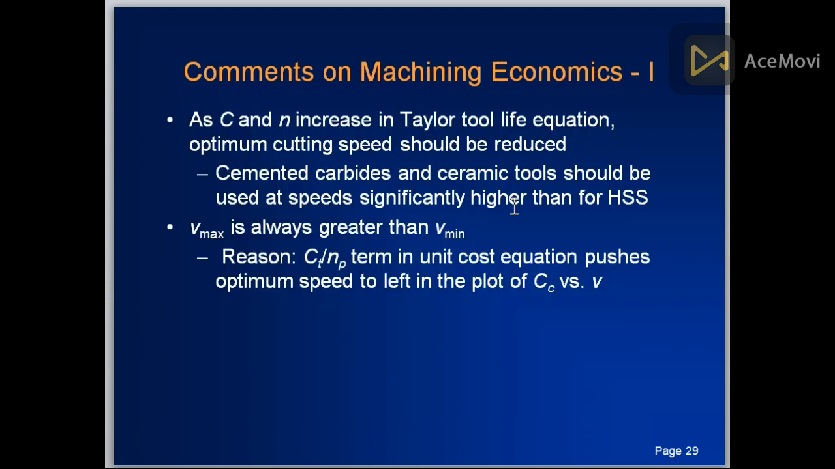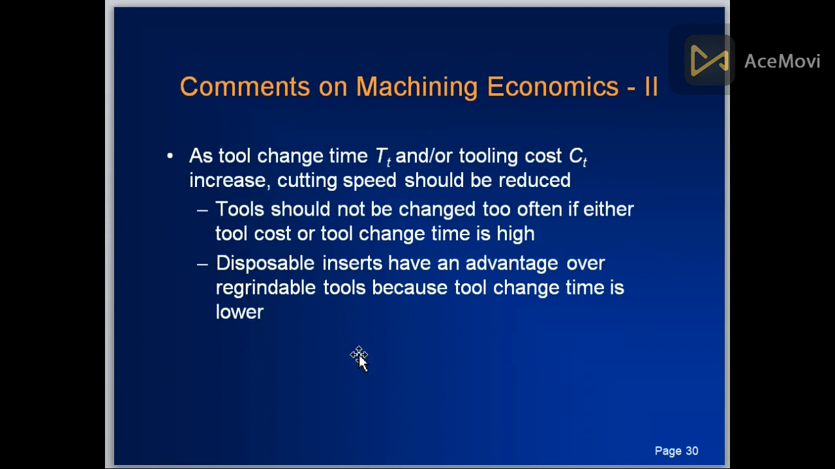Comments on machining economics. As C and n increase in the Taylor tool life equation, the optimum cutting speed should be reduced. Cemented carbide and ceramic tools should be used at speeds significantly higher than for HSS, high speed steel. Vmax is always greater than Vmin. The reason is the CT by Np term in cost. The total cost equation pushes the optimum speed to the left in the plot of Cc versus V.